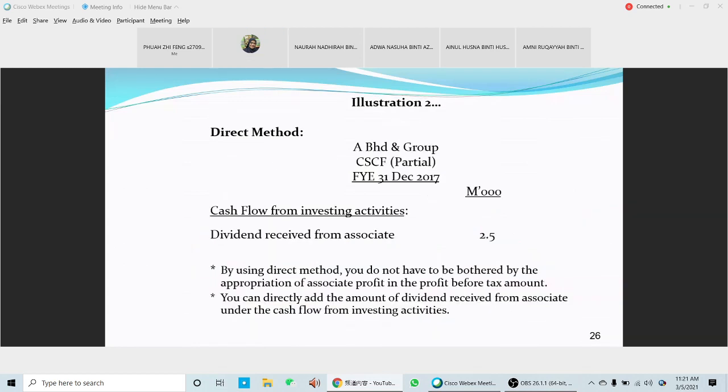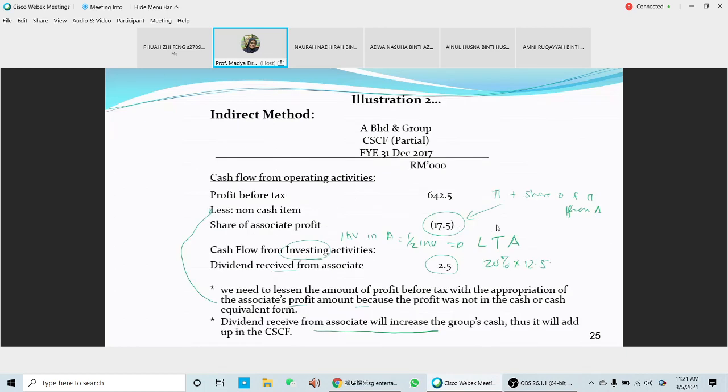Okay, so this is what you have for a direct method, and then the other one is indirect method. For a direct method here, the things that we need to make an adjustment is only for the operating activities, because only for operating activities you're going to have both direct and indirect method.